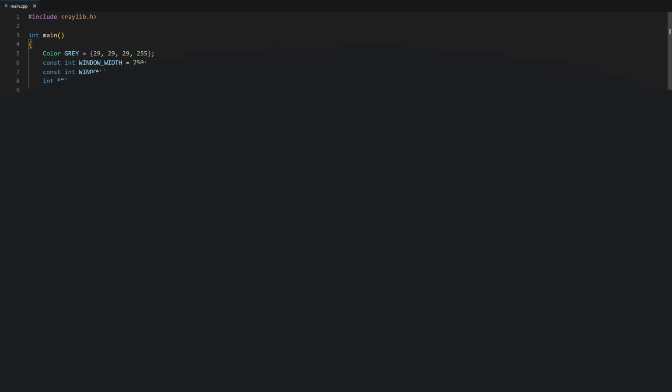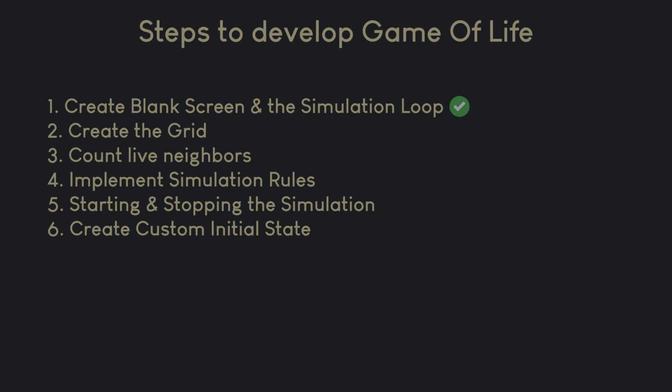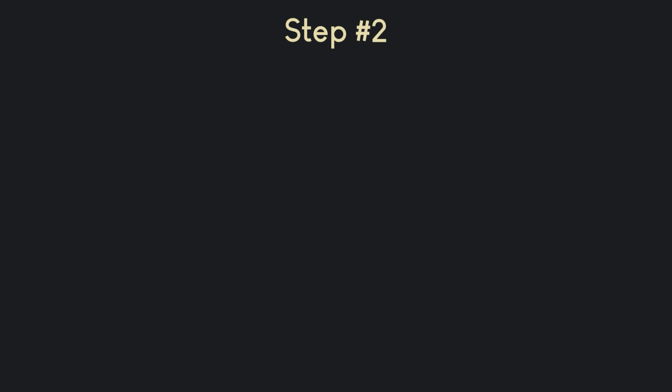Beautiful. We just completed a very basic simulation loop, so we can remove step number 1 from our list. We have made progress. Moving on to step number 2, we are about to create the grid. Before we dive in, let's discuss why a grid is essential for Conway's Game of Life and how we will represent the cells within it.